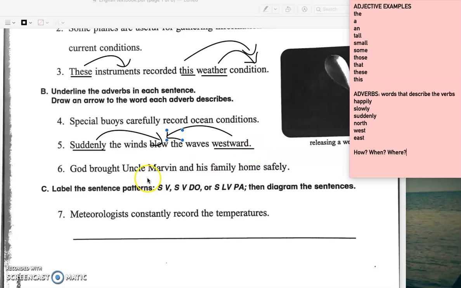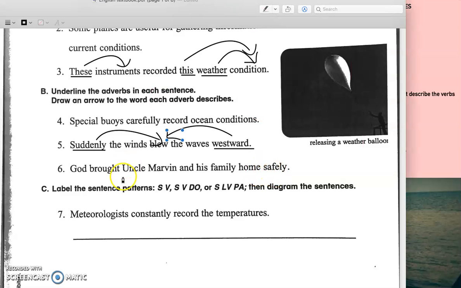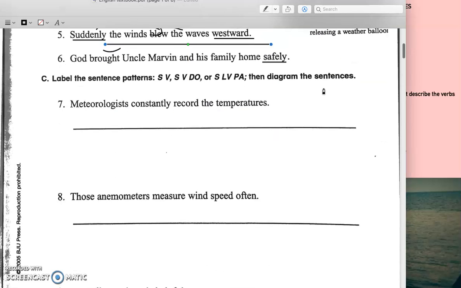Okay, let's also try number 6. God brought Uncle Marvin and his family home safely. What's the verb? Brought. It's the past tense of bring. How did God bring the family home? Safely. Like that. Please excuse my weird lines over here.